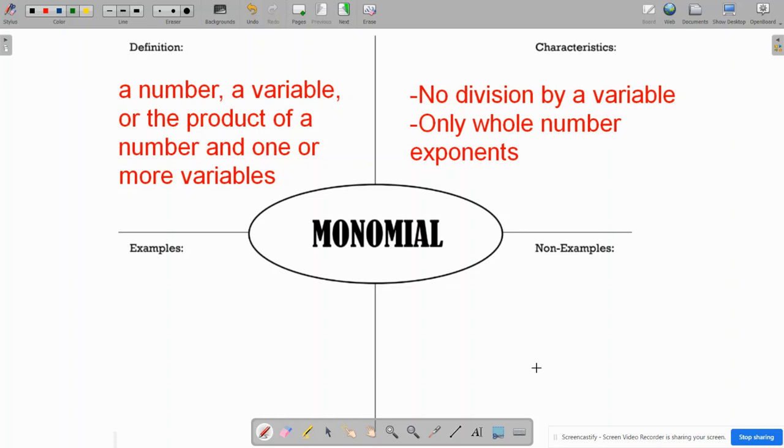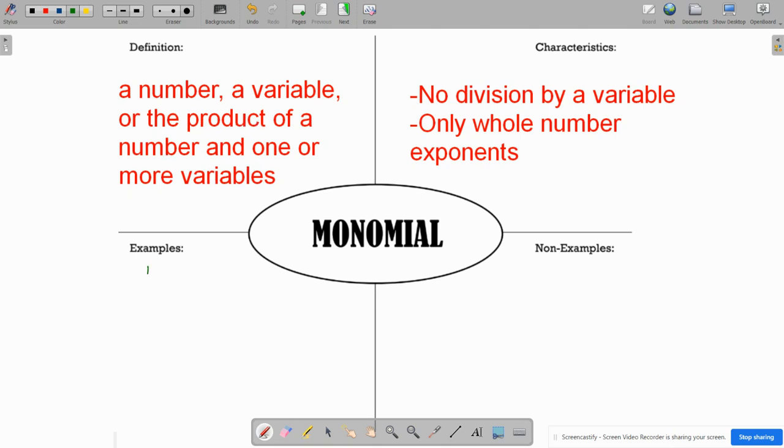We're going to talk about monomials and polynomials in this tutorial. So in order to understand what a polynomial is, it's important to start with a monomial. So we have the term monomial here. Its definition is a number, a variable, or the product of a number and one or more variables.